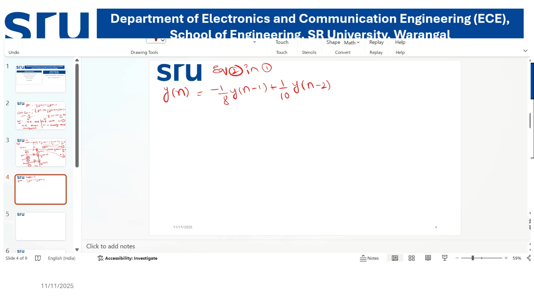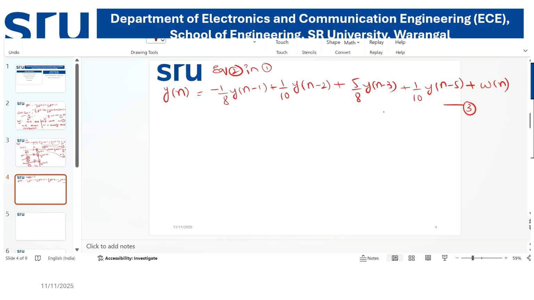So for realization of the IIR filter, we are considering one intermediate input or output, that is w of n, and we are substituting the same in the y of n. Then plus 5 by 8 y of n minus 3 plus 1 by 10 y of n minus 2, and the remaining part will be substituted by w of n. So give it as equation number 3.